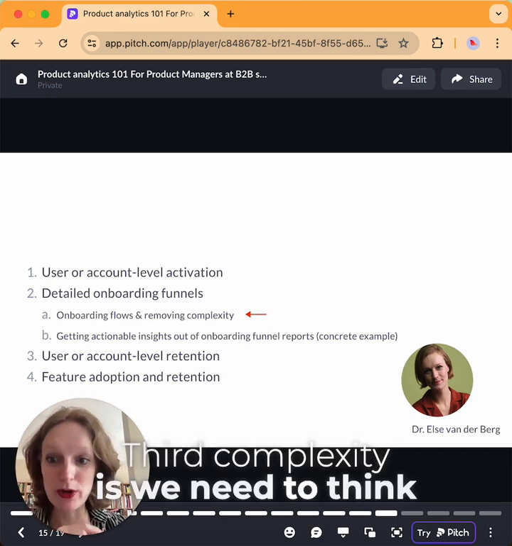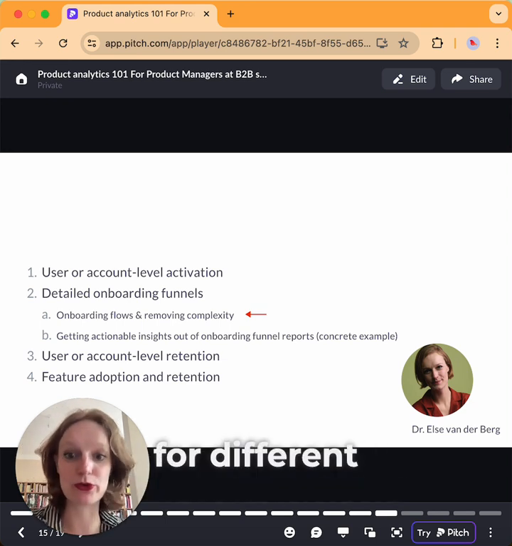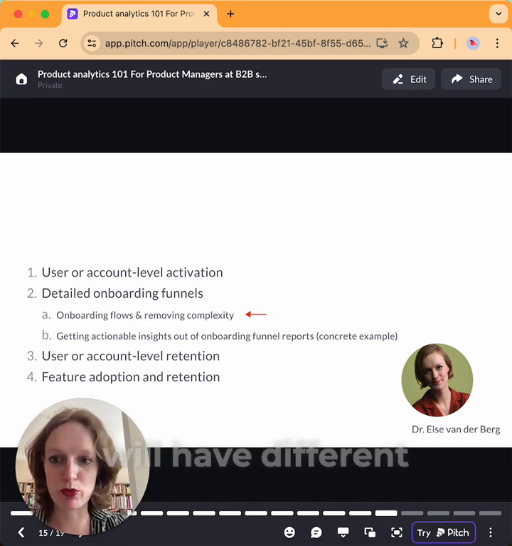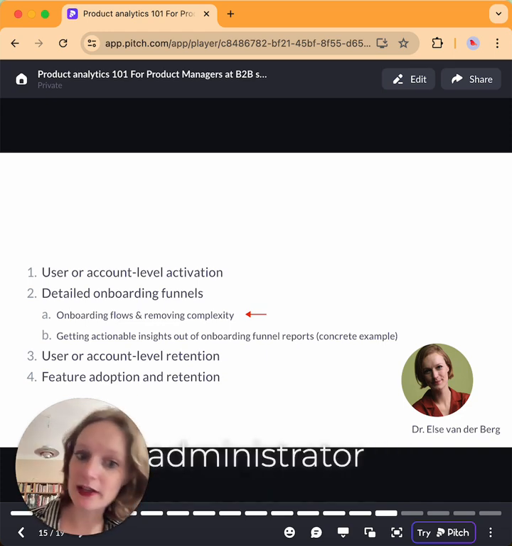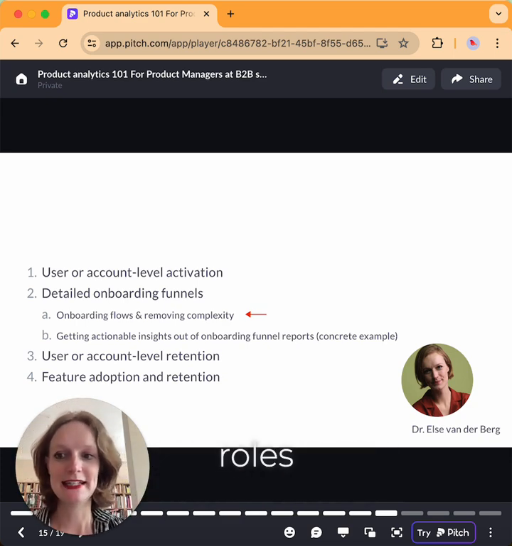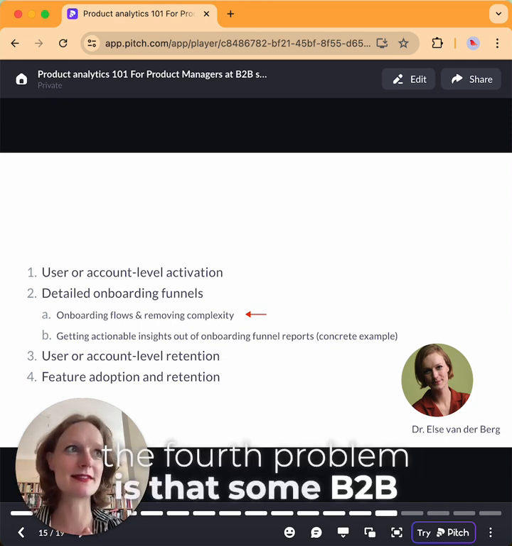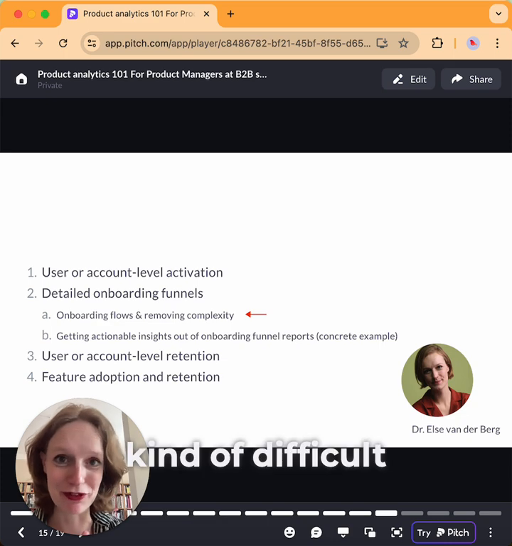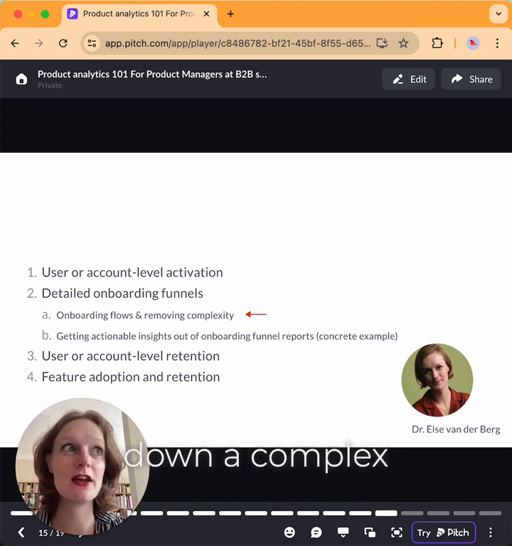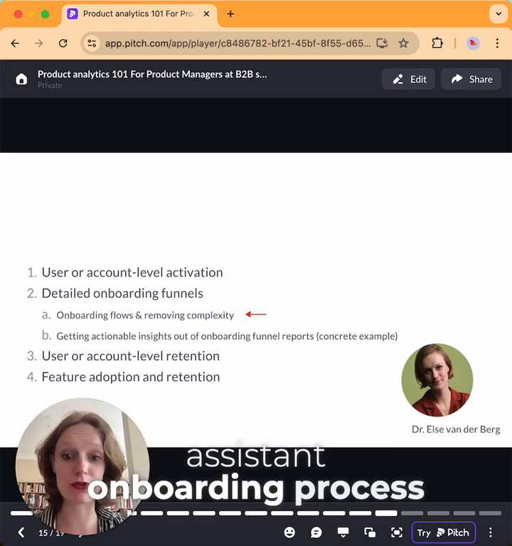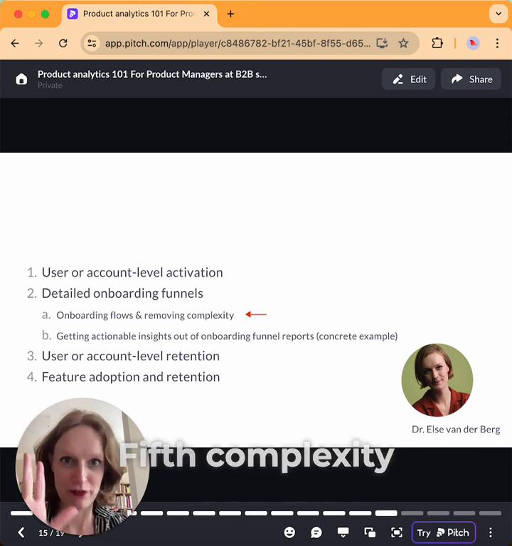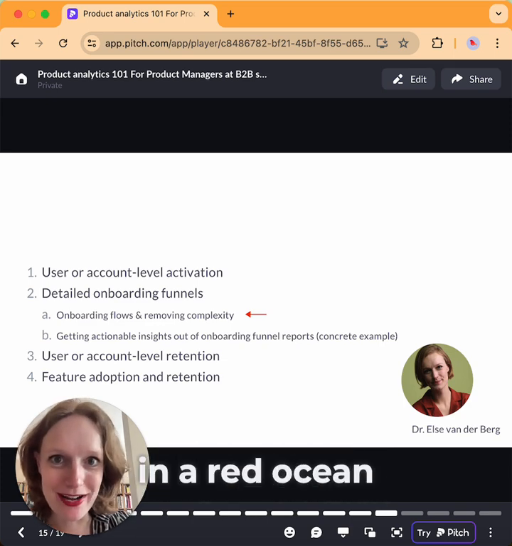Third complexity is we need to think about different onboarding flows for different members of the team or different roles. For example, the account owner will have different goals from the administrator, will have different goals from a team member, and will have different goals from maybe any other type of roles. The fourth problem is that some B2B products are inherently difficult to learn. Some topics are difficult, and it's not so easy to break down a complex, usually human-assisted onboarding process into bite-sized, product-driven onboarding.